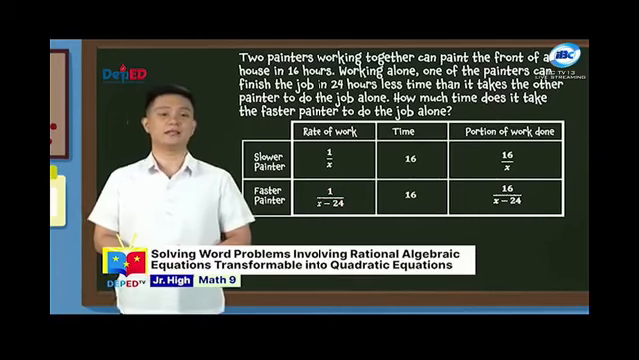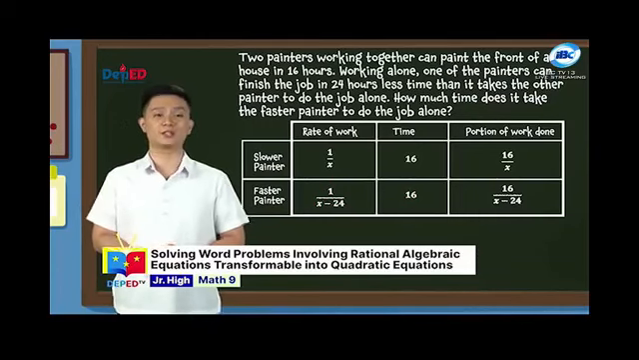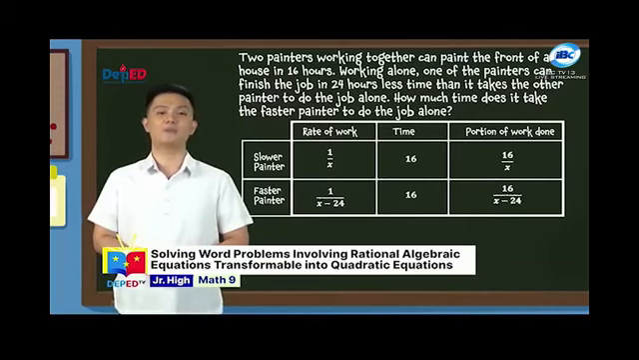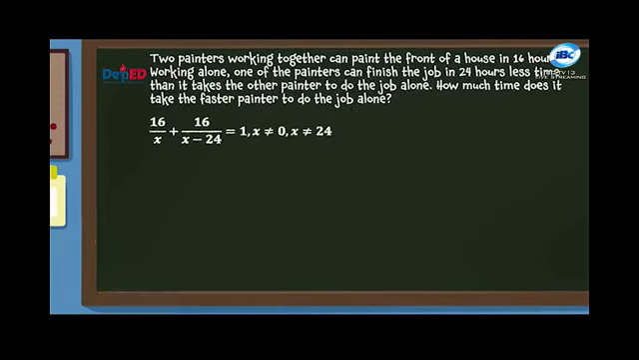And since they can finish one whole job by working together, we shall add up the portion of work done by each painter. So, we write the equation 16 over x plus 16 over x minus 24 equals 1, where x should not be equal to 0 and to 24 because 16 over x and 16 over x minus 24 will be undefined respectively.